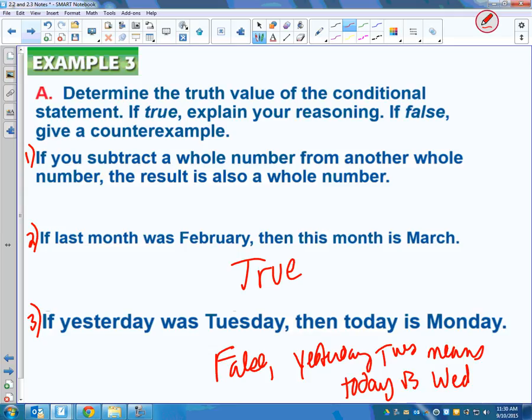Okay, so that's important to know because it changes the answer. So maybe have 2 minus 9. 2 and 9 are whole numbers, but when you subtract 2 minus 9, you get a negative number, and a negative number is not a whole number. So this is a false statement.